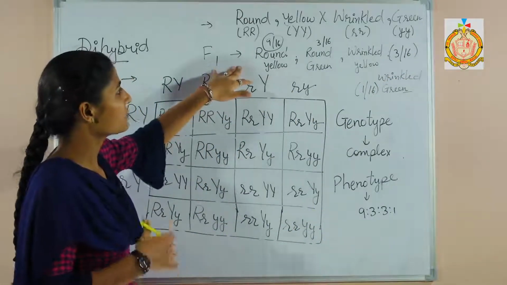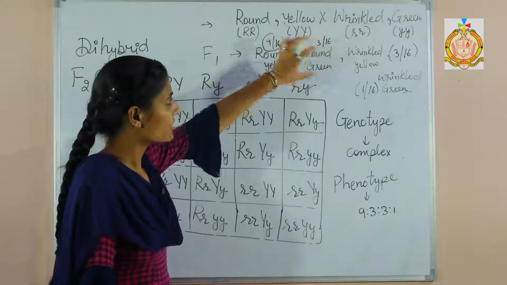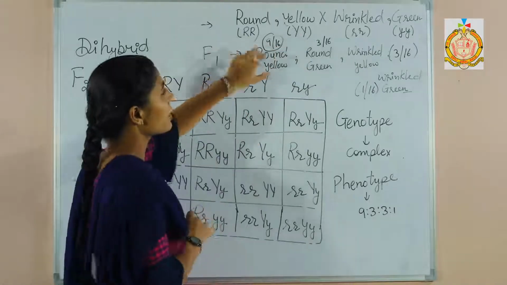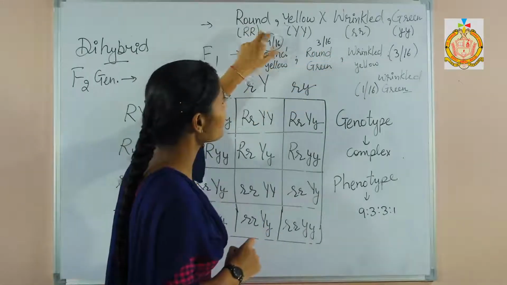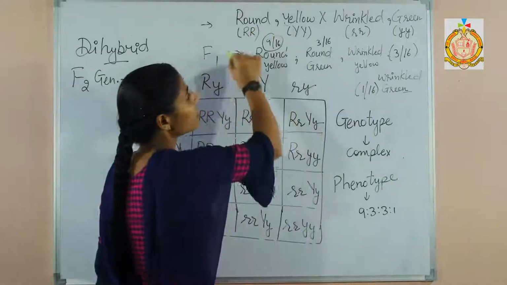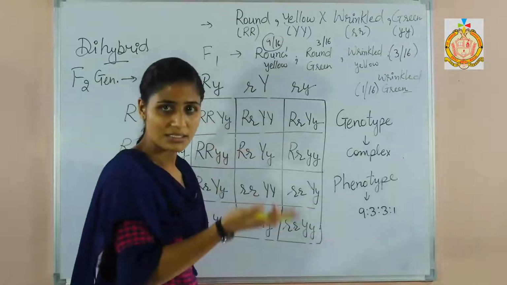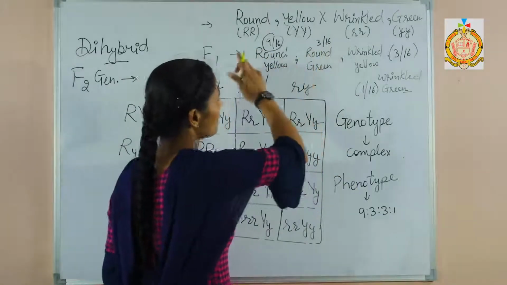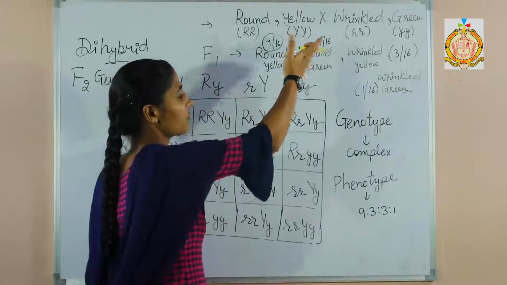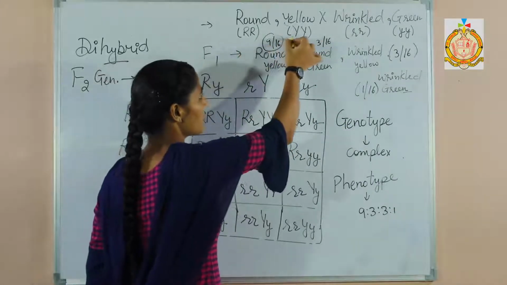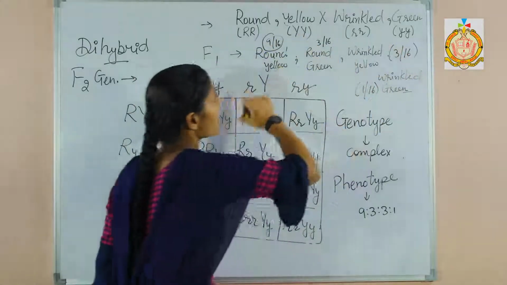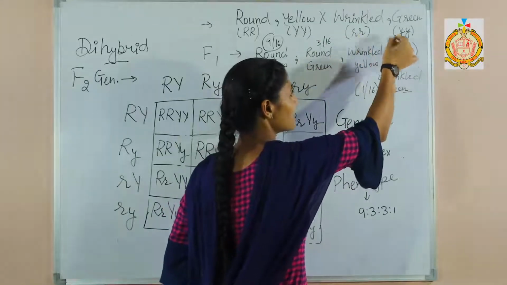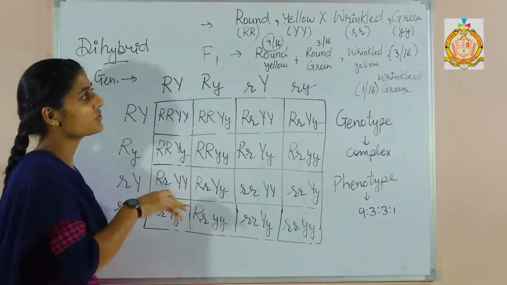In the F1 generation, what is happening? These four show the combination. How do these four show the combination? Firstly, round with yellow, round yellow. Afterward, round with green. So round is going to combine with a different character. Round will not combine with wrinkled, because round is in comparison with wrinkled only. So round will combine with yellow as well as with green. Next, wrinkled will again show the combination with yellow and with green. In this way the F1 generation will be complete.